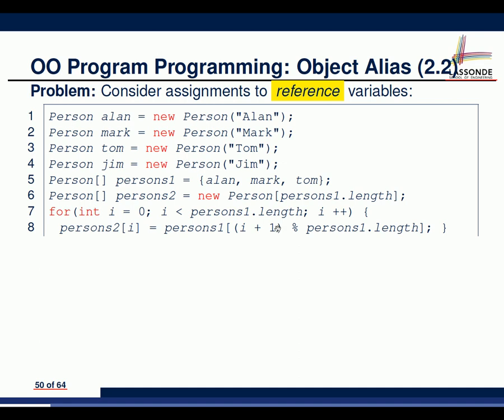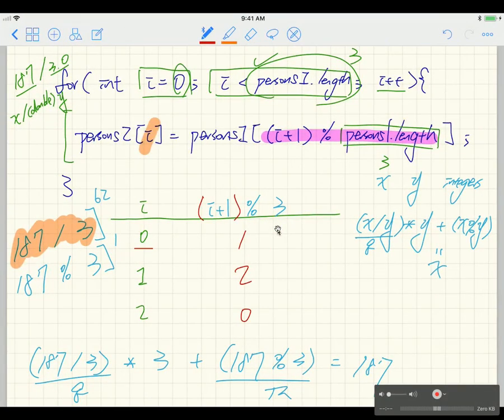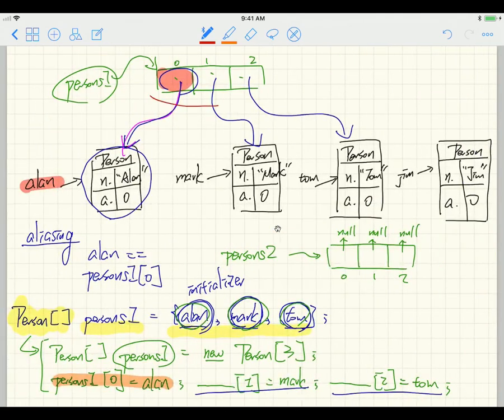Because the last one there, let's be precise, in the last iteration, if we go back to the tracing table here, I is actually equal to 2. 2 plus 1 without modulo will be 3. And 3 is not a valid index for an array of size 2, right? So you're going to get index out of bound.